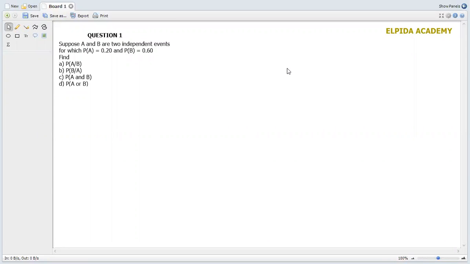We are supposed to answer this question. Question 1. Suppose A and B are two independent events for which P of A equals 0.20 and P of B equals 0.60. Find A. Probability of A given B. B. Probability of B given A. C. Probability of A and B. D. Probability of A or B.